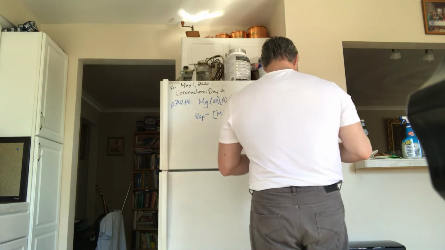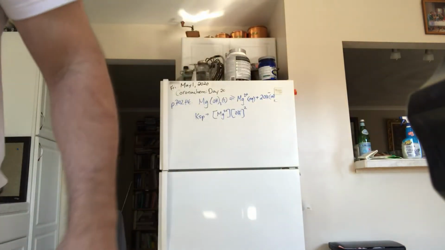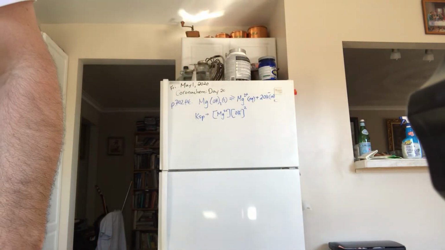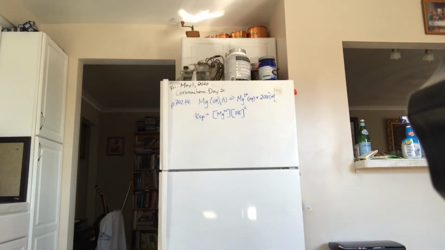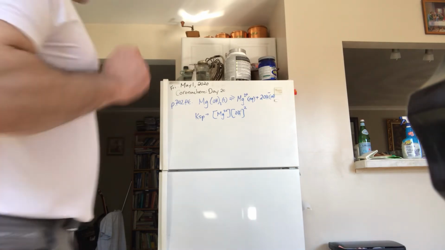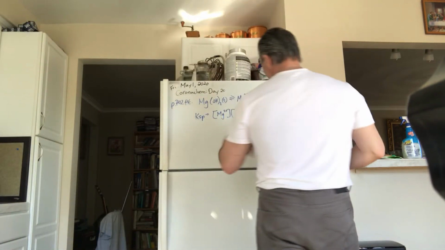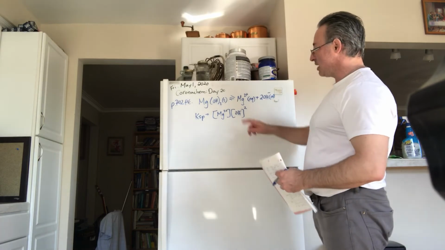And what's it asking? The pH of the solution is found to be 10.17. So that's the one clue they give you. They tell you the pH, from which you can calculate the OH minus concentration.